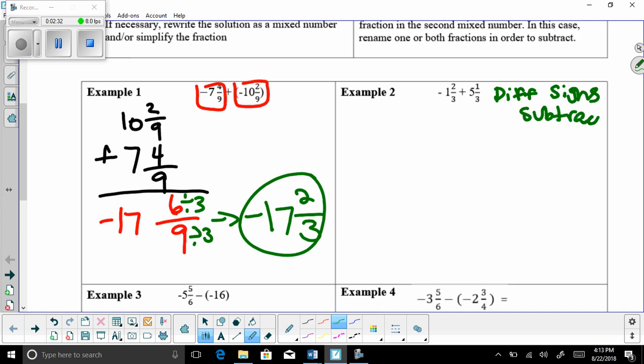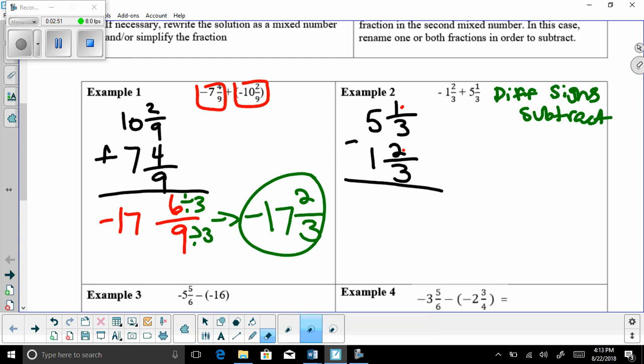We want to write the larger fraction on top. So 5 is bigger than 1. So we're going to put 5 1/3, 1 2/3. And again, I'm subtracting because my signs are different. Now, I cannot do 1/3 minus 2/3. Can't do it. So we need to rename the fraction, or think of it kind of like regrouping.